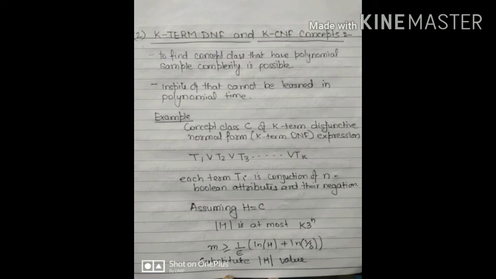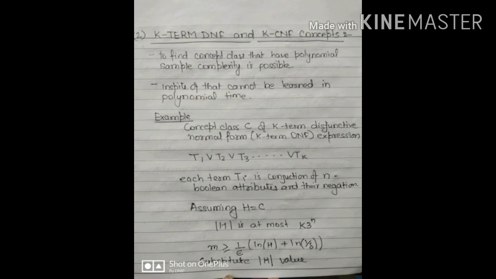Concept class C of k-term disjunctive normal form. Basically that class C is described by a k-term disjunctive normal form expression, represented by T1 disjunction T2 disjunction T3 up till disjunction of Tk. Now each term Ti is the conjunction of n Boolean literals and their negations. We are assuming here that the hypothesis space is equal to our target class. So |H| is at most k times 3 to the power n.